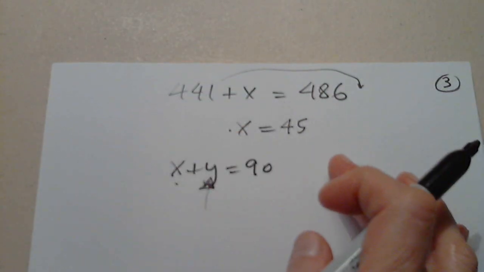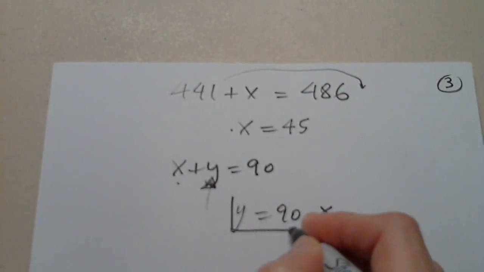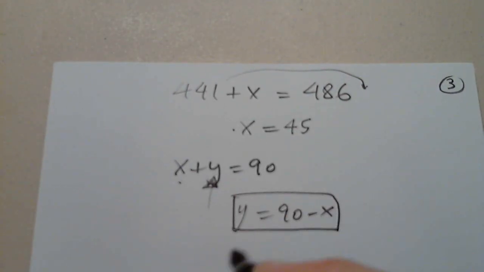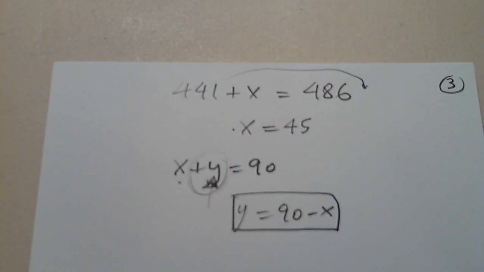So all I have to do is subtract. So then y equals 90 minus x. This is an expression that represents the complement of x. Any questions, please? Good.